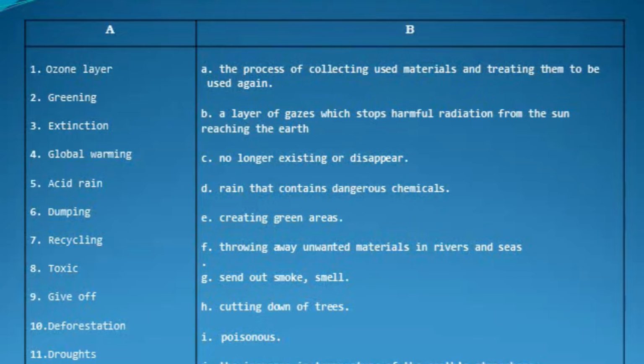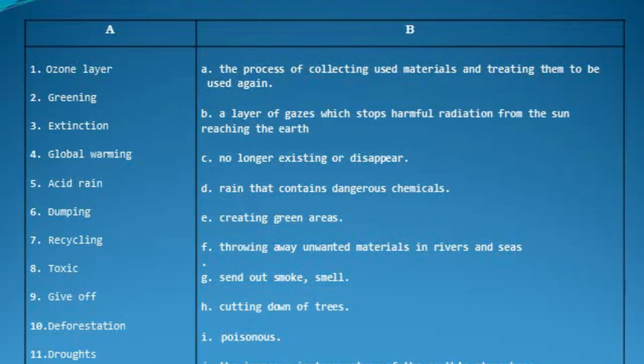More vocabulary. We have the ozone layer, greening, extinction. Extinction in Arabic means انقراض. Number 4, global warming is الاحتباس الحراري. Acid rain, dumping, recycling, toxic, give off. Give off means الانبعاث, emissions. Deforestation. We have forest, and deforest is the opposite of forest. It means قطع الأشجار. And droughts, of course, is الجفاف.